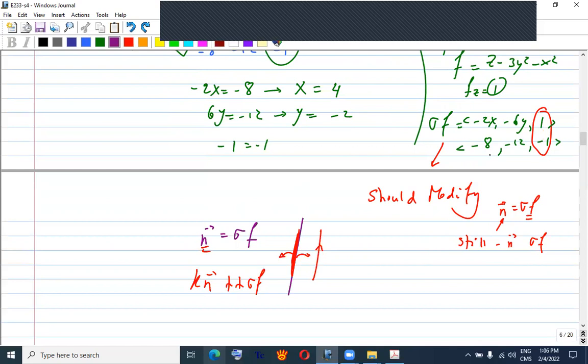Okay, so in my case, you can multiply this by minus, so it becomes 8 and the 12 and the 1. Now those, then you can assign the rest and you get the same answer. Okay, perfect. Yeah.